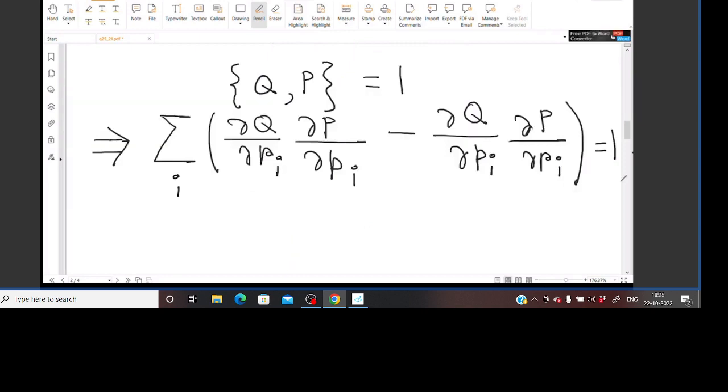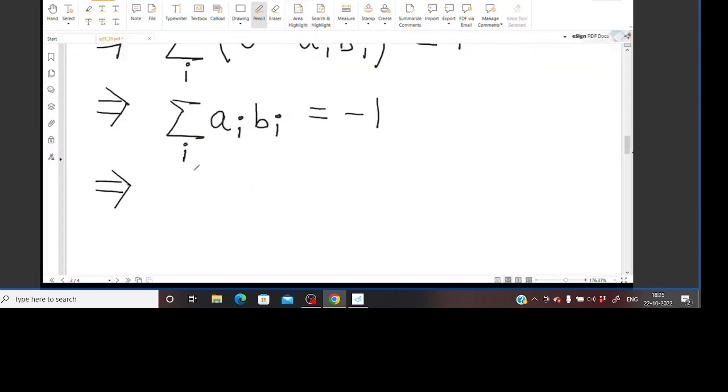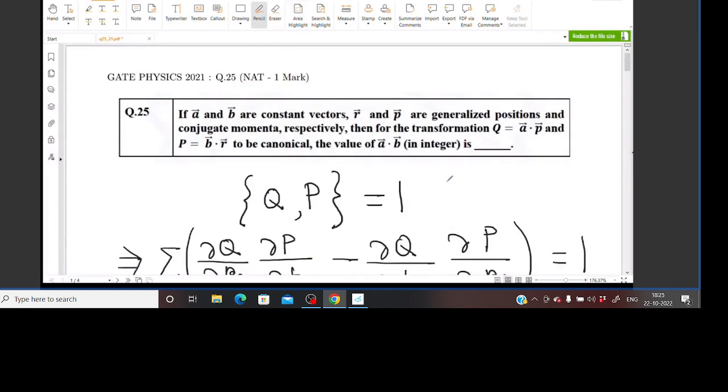Putting the values of the partial differentiations in this expression, we obtain sum over I Ai into Bi is equal to minus 1. Now sum over I Ai into Bi can also be written as A dot B. So A dot B is equal to minus 1. So the value of A dot B is equal to minus 1. So in this question, the correct answer is minus 1.